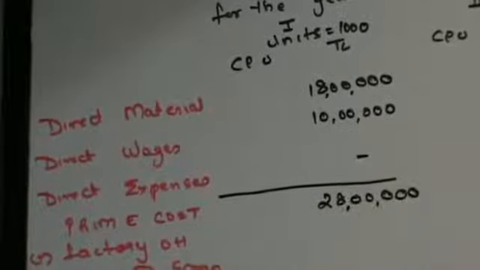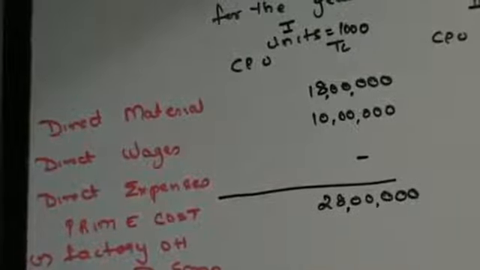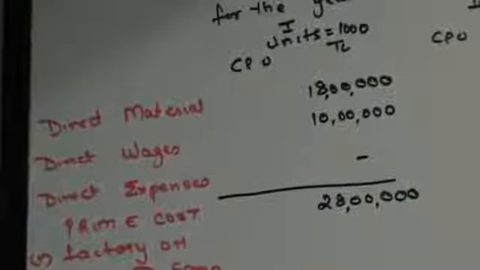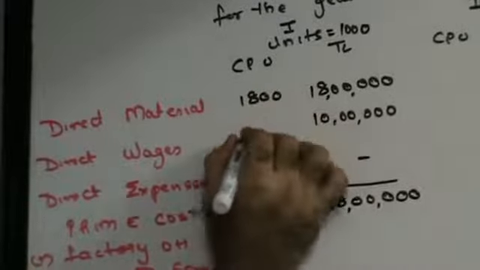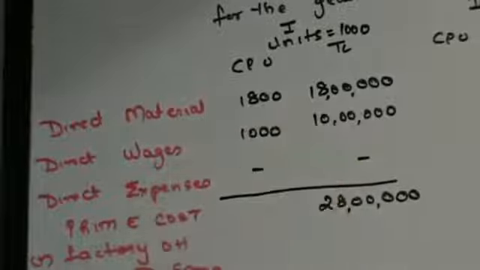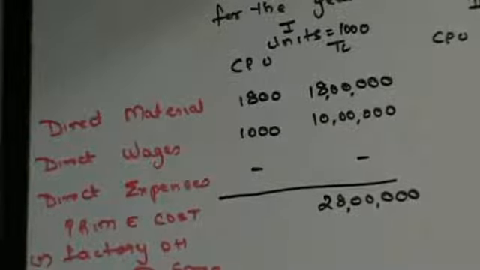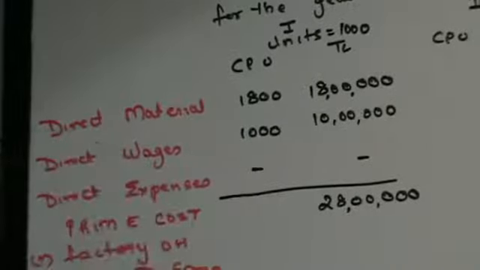I can also find out the CPU. How do I find out CPU? CPU is TC divided by units. So this is going to be 1800 and this is going to be 1000. Fine, do we get this in here? Next, let's move on ahead. Now, they've given you the distribution. Let's see what all will go in factory overheads.